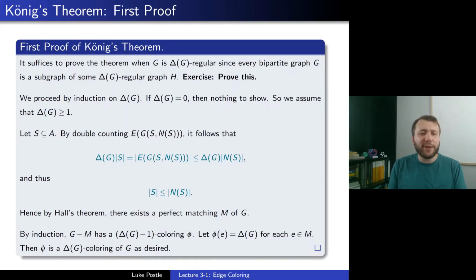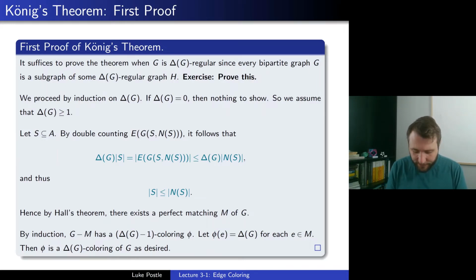And so by induction, G minus M, when you delete that perfect matching, would have a delta minus 1 coloring because the maximum degree of G minus M would have gone down by 1. And then I just let phi of e be equal to delta of G for each e in M. So I add back a matching, I color it all with this last color delta, and I get a delta coloring of G as desired. So you've probably seen this proof where you just apply Hall's to extract perfect matchings in bipartite graphs.